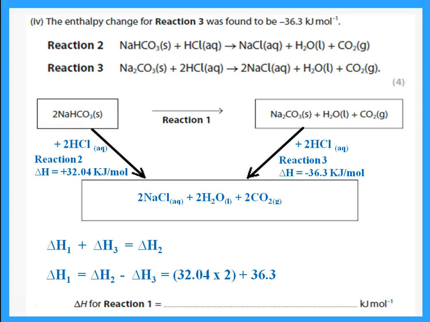If you look at reaction 2 up there, it has 1 mole of sodium hydrogen carbonate plus 1 mole of HCl. In the equation that we have in the Hess cycle, it is 2 moles of sodium hydrogen carbonate. So we need to multiply the delta H for reaction 2 by 2 in order to get it for 2 moles of sodium hydrogen carbonate. And my overall delta H here comes out to be a positive number, 100.4 kilojoules per mole.